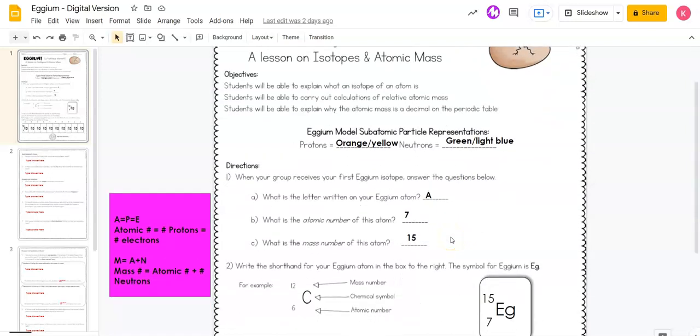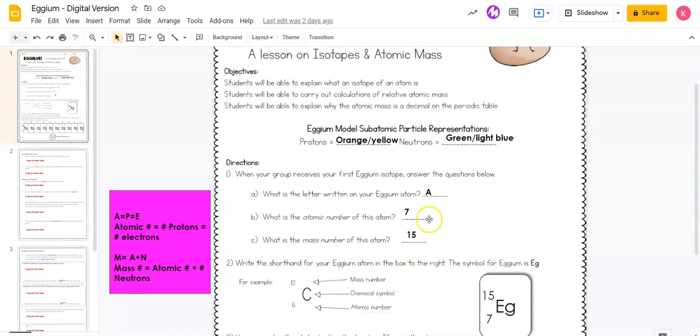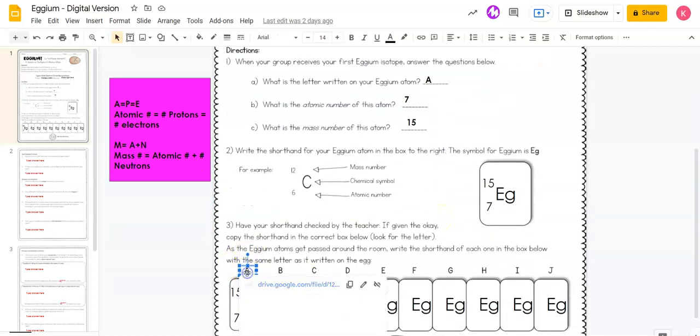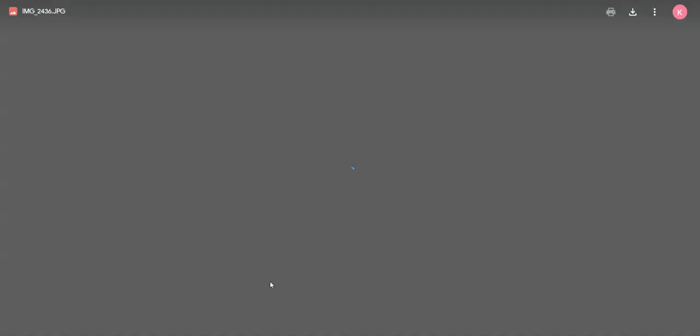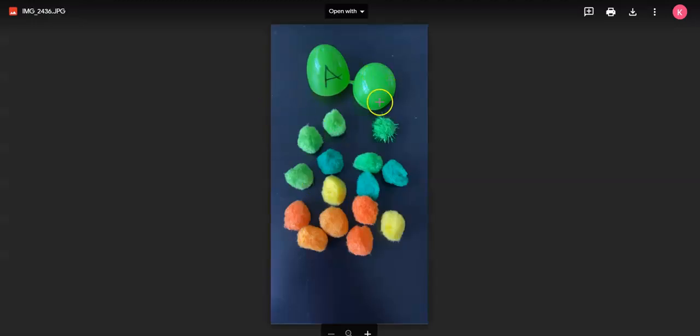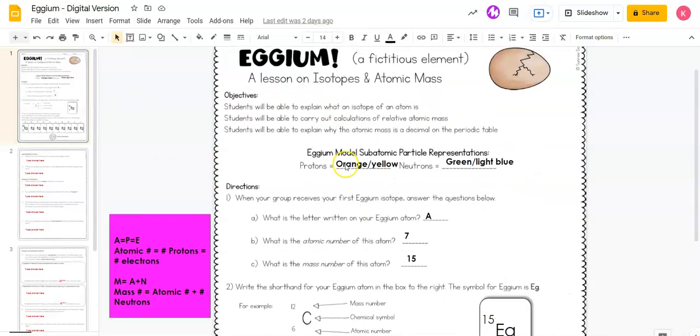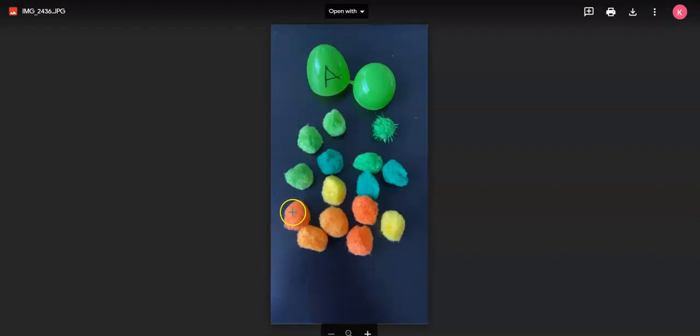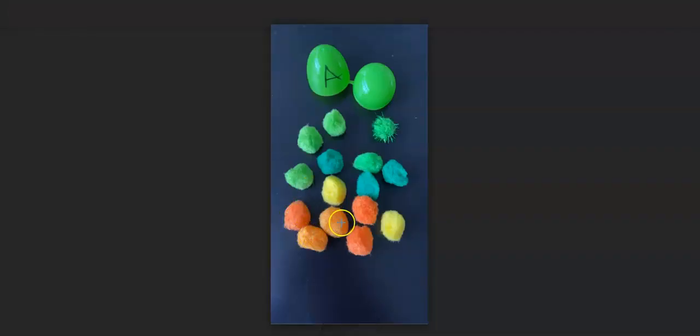So the first one I kind of did as an example for you, but if you go down here to the letter A, and if you click on the letter A, it's going to open up the picture. So this was egg A, and then this was what was inside of it. So again, if we go back here, the orange/yellow is our protons. So if we count, we've got 1, 2, 3, 4, 5, 6, 7. Okay, so we've got 7 protons.